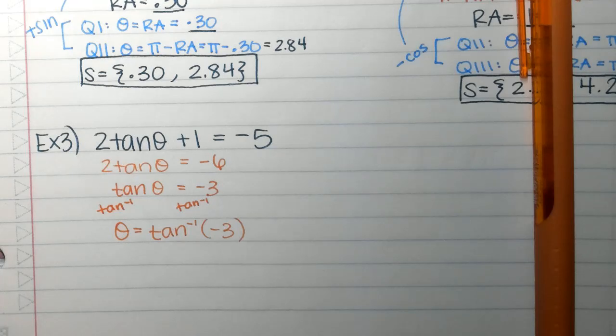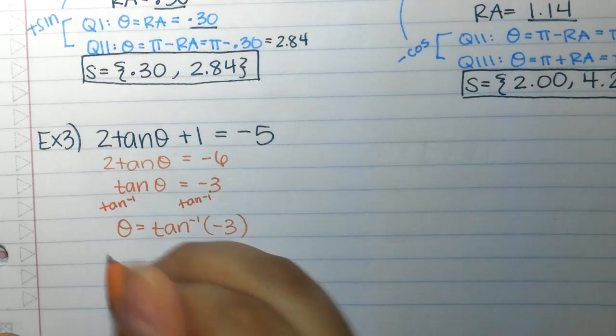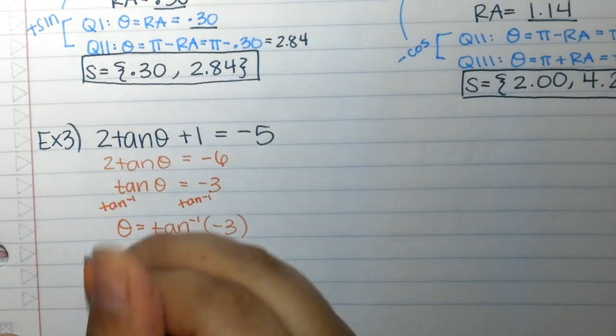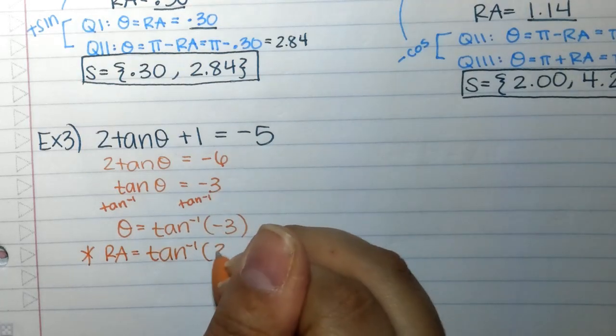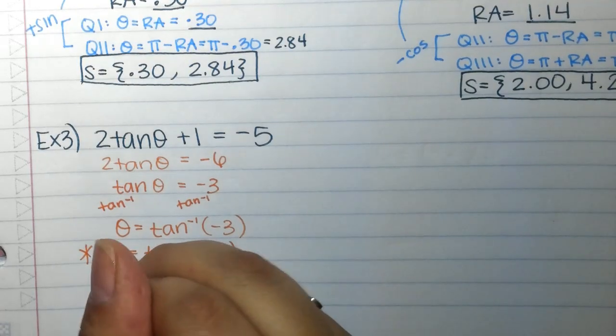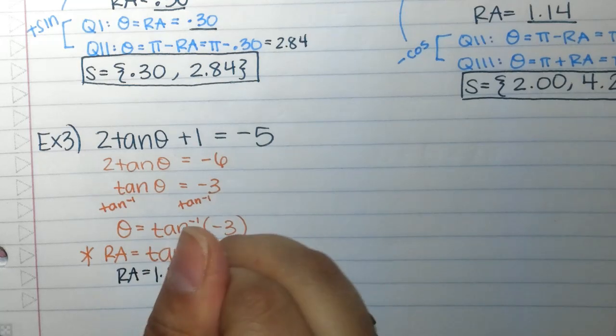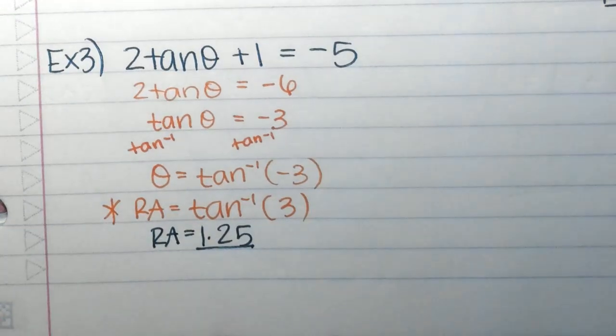All right. As I was walking around, most of y'all did this correctly, but what do you have to be careful of when you get to this part right here? In the calculator, when you're doing your RA, you have to type in what? Positive 3, not negative 3. Okay? So when I type in the inverse tan of positive 3, what are you going to get? 1.25? I got 2.5. Y'all got 2.5? Okay, cool. Any questions about what I did so far for this?